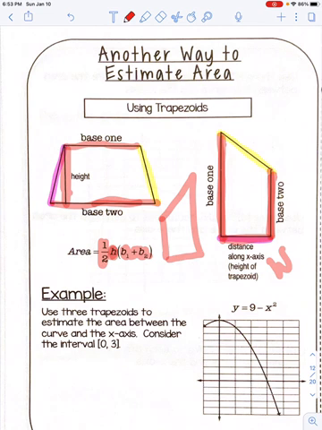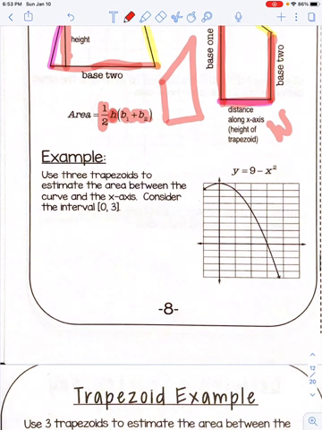So here we go. We have this great example of y equals 9 minus x squared. And I want to use 3 trapezoids to find the area on the interval from 0 to 3. So here's 0 and here's 3. And I want 3 trapezoids, which is very nice of them. All right, so here's what we're going to do. I'm going to draw heights that go up to the function. And then I'm going to connect with a linear line.